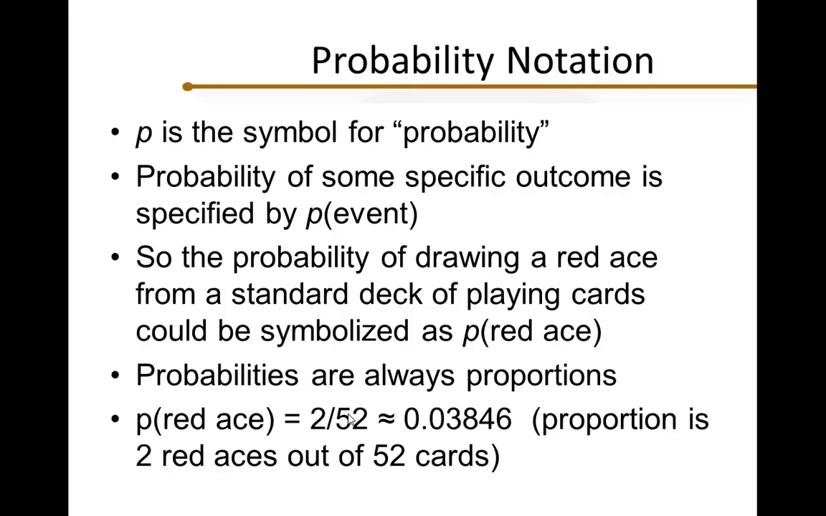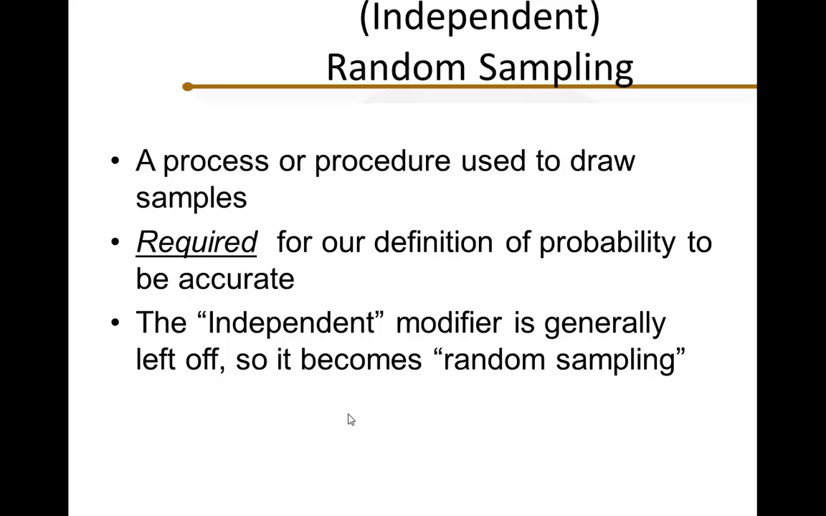So we know there are 2 red aces, the heart and the diamond, right? And there are 52 playing cards. So then our proportion is 0.03846. That's our chances, our probability of pulling a red ace from those cards.